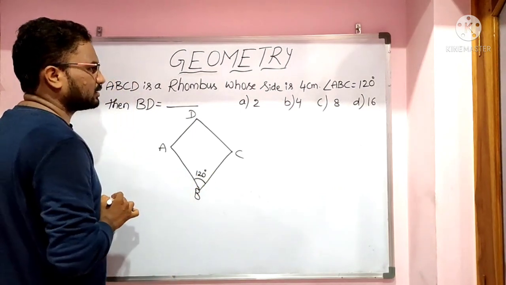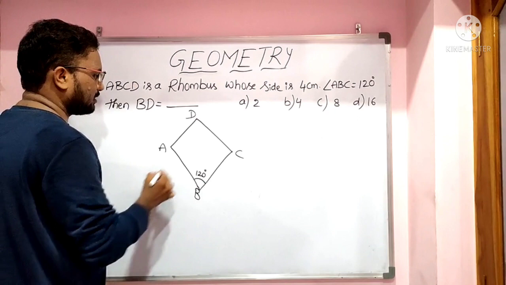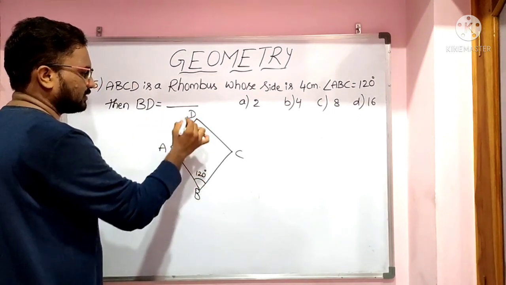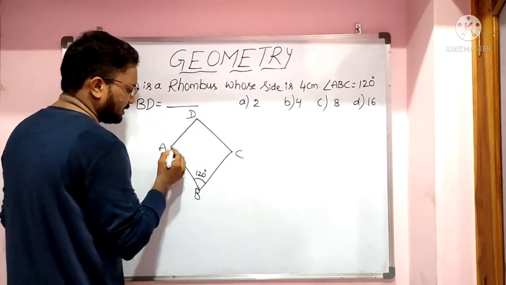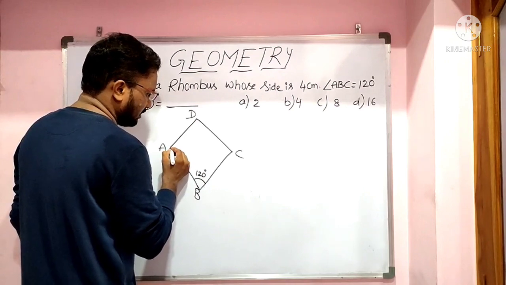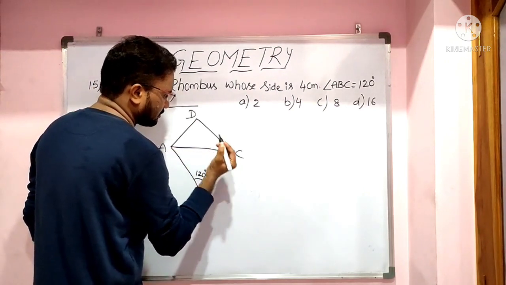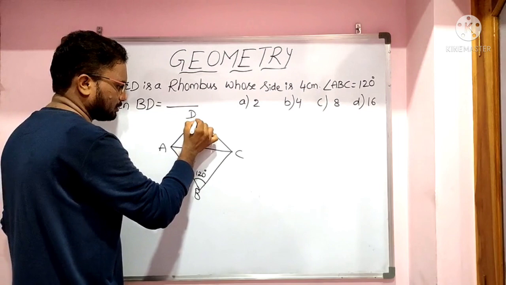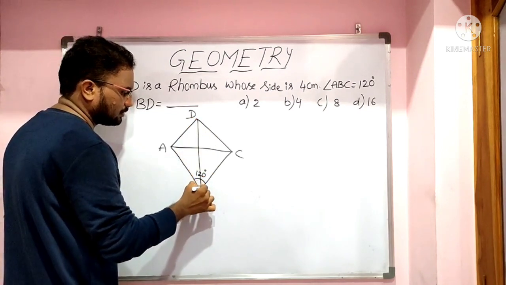This angle is 120 degrees, and we need to find the length of BD. This diagonal length we need to find. So here, let us join this, and I will join these two.